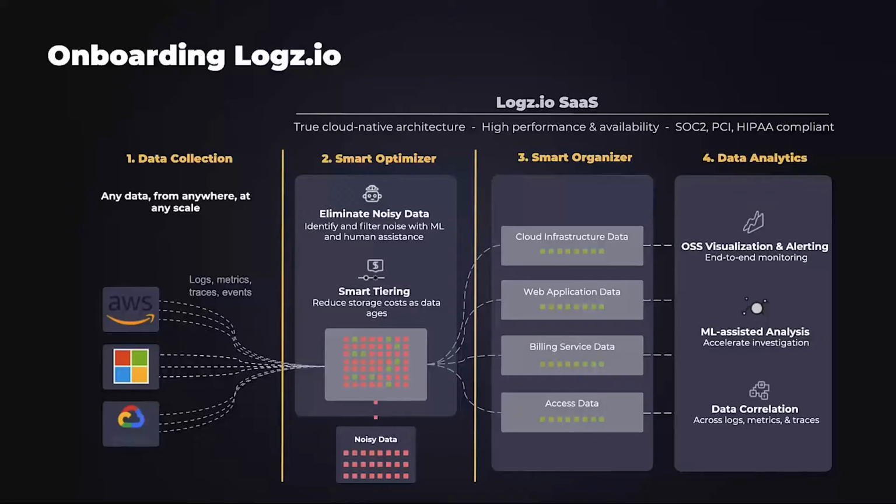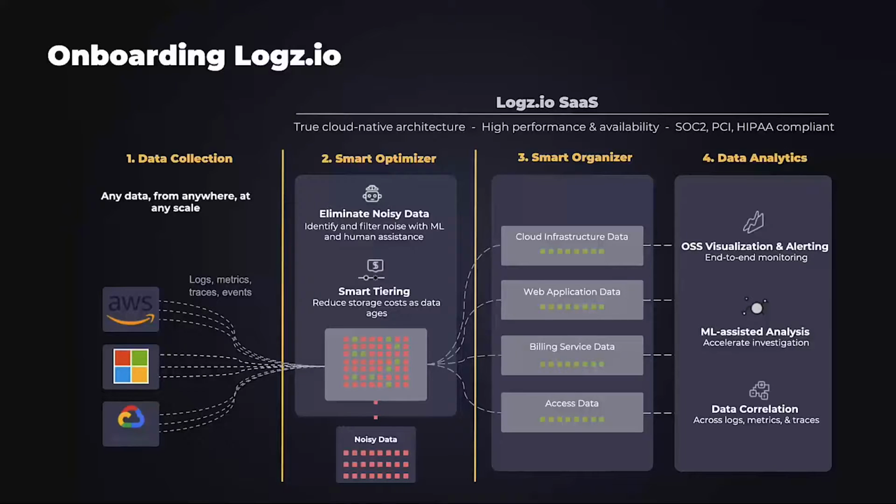So moving to the right, now that we have all that data in Logs.io, the second step is to begin optimizing that data with Logs.io Smart Optimizer. Smart Optimizer is a collection of capabilities aimed at eliminating all the noisy data and helping you reduce your storage costs. It includes machine learning and direct customer support assistance to help customers identify and filter out all the unneeded data. And you also have the ability to dynamically turn on and off the filters that are determining whether the data is making it into Logs.io or not.